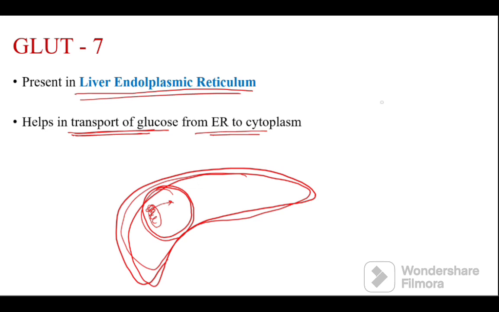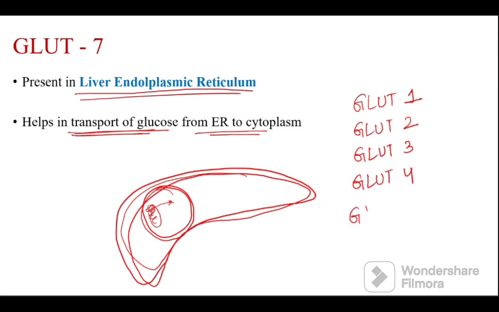So this is about different types of GLUT transporters. GLUT1 is present in most of the cells. GLUT2, GLUT3 is present in neurons and brain. GLUT4 especially in the cardiac muscle, skeletal muscle and adipose tissue. GLUT5 specially for fructose, and GLUT7 specially in the liver endoplasmic reticulum.